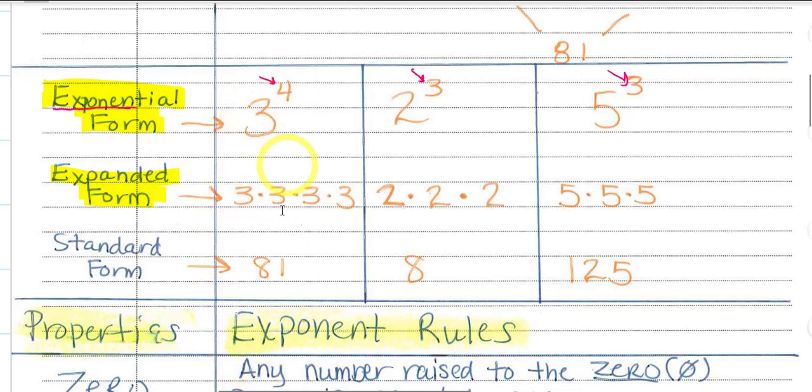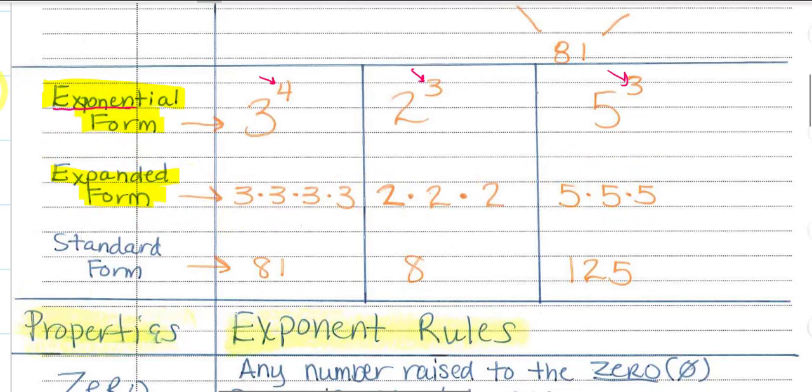So 3 to the 4th power would be 3 times 3 times 3 times 3. 2 cubed, we should see the base 2, 3 times, so 2 times 2 times 2. And 5 cubed, I should see the base 3 times: 5 times 5 times 5. So that is expanded form, where we're expanding it out.